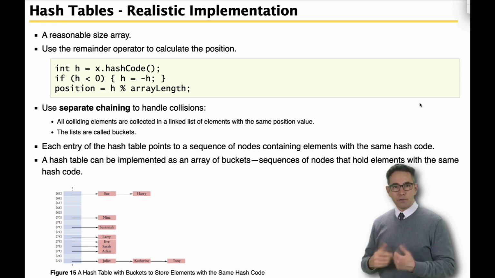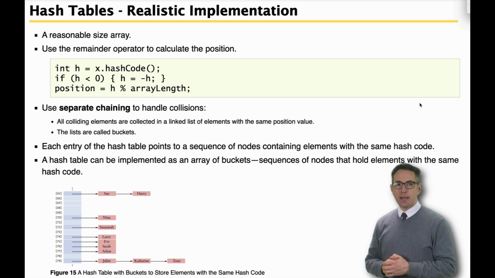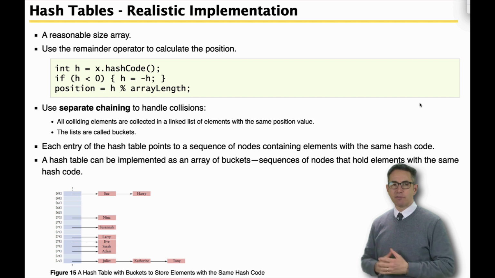Now hopefully, if we've done a good job of writing our hash code function, it will be rare that we will put things on these chains. In our hash table, we call each one of these entries a bucket, because each one of these entries can hold several different data elements at a given time. They hold sequences of nodes that all have the same hash code.